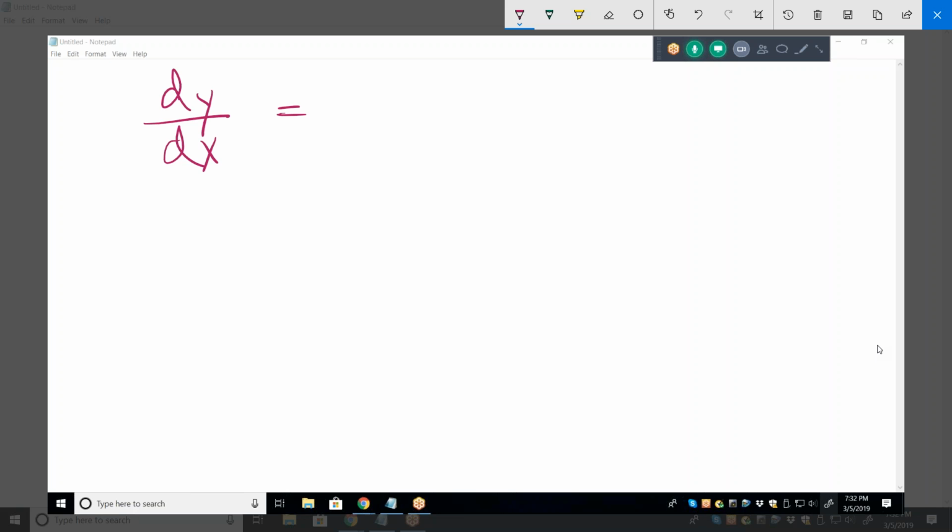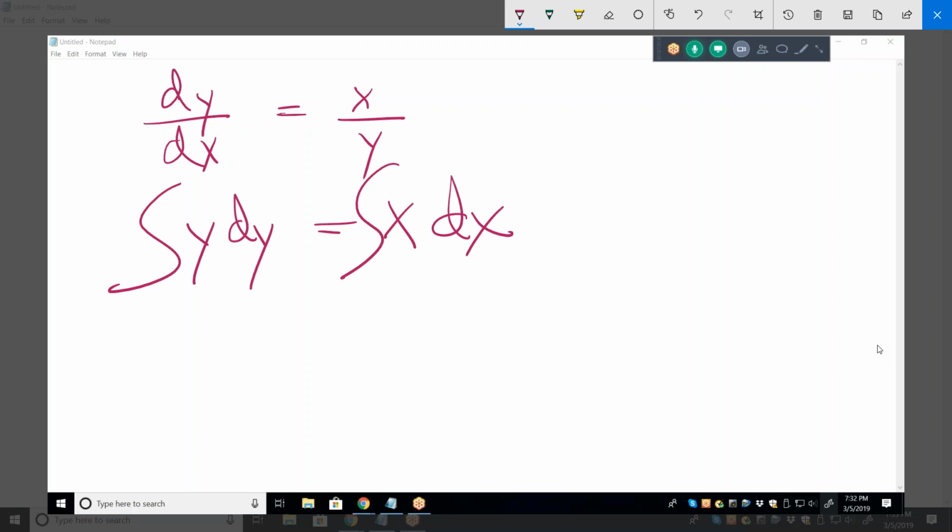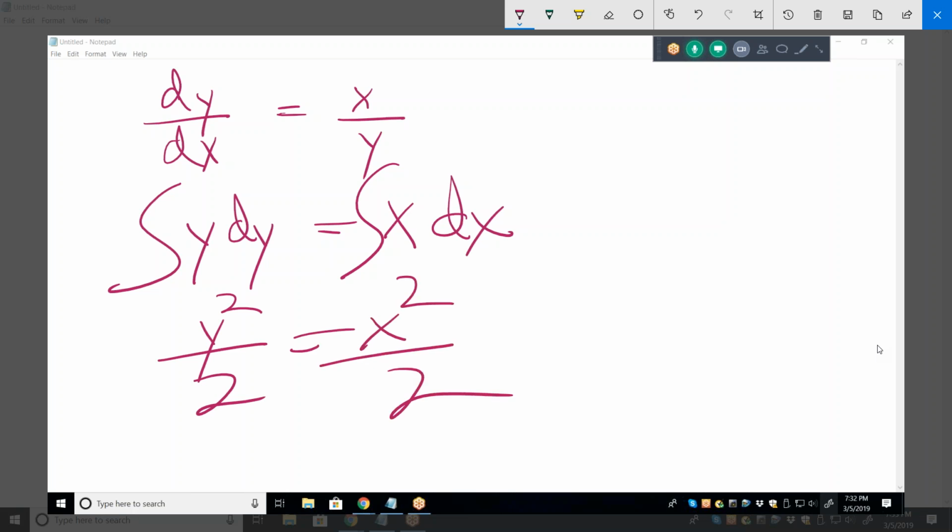If it is something like this, there's an easy technique for solving for y, and that is to separate the variables, put all your x's and dx's on one side, all your y's on the other. So this becomes y dy equals x dx. Now I can integrate both sides, and I get y squared over 2 equals x squared over 2 plus some c. And so I can solve this differential equation. Y is going to equal plus or minus x.